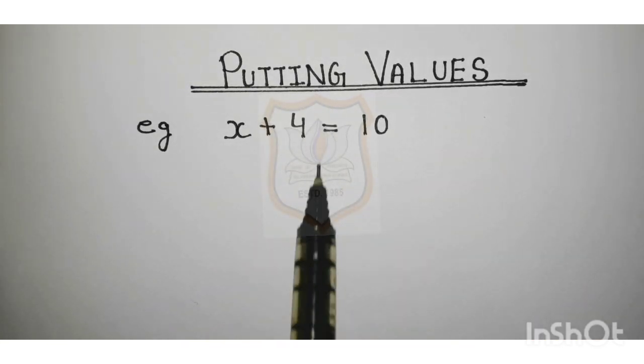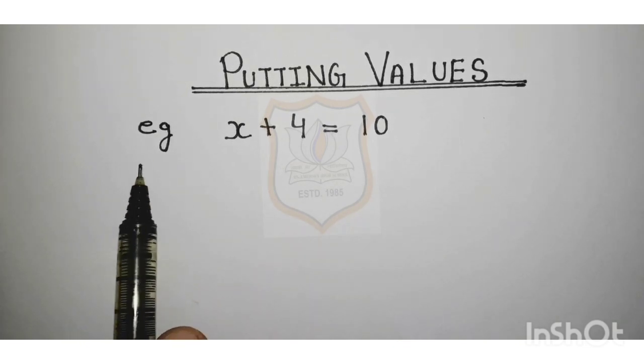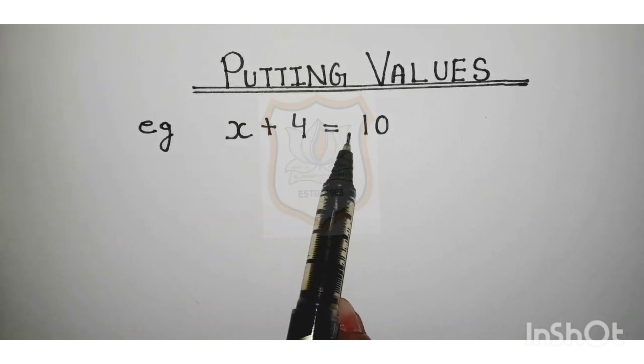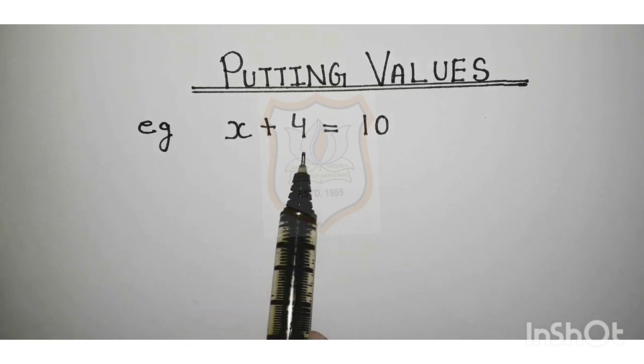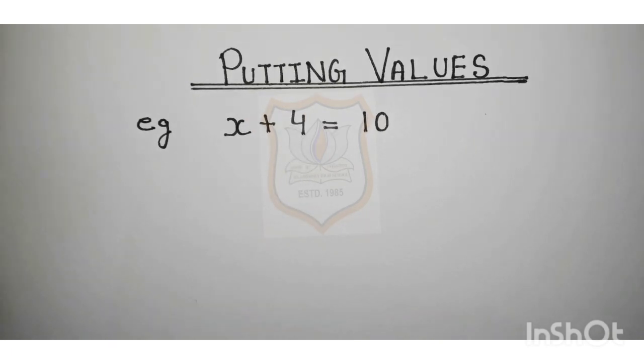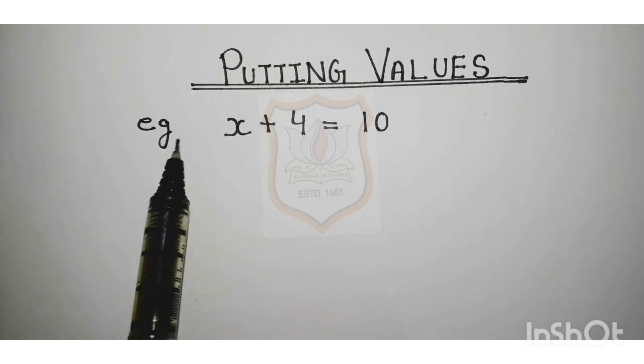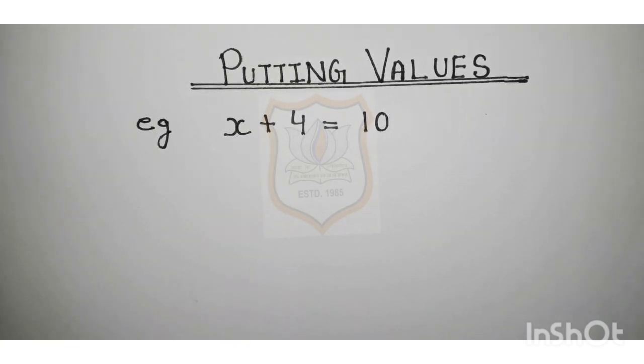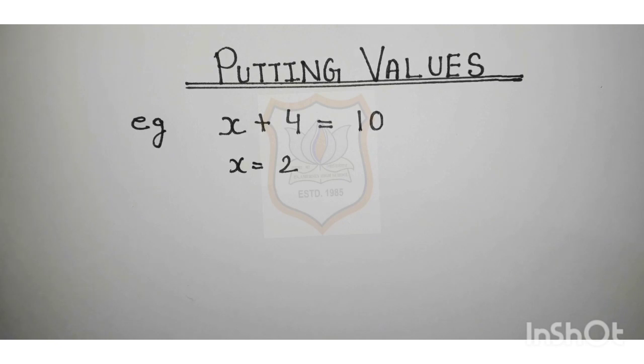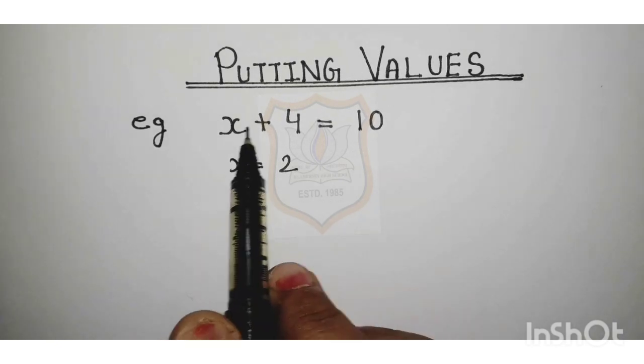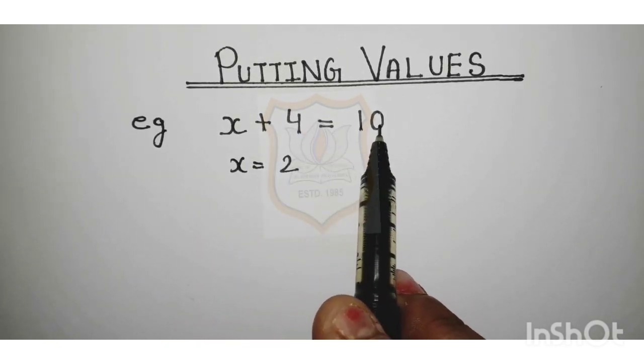I will explain this topic by giving an example. Example is x plus 4 is equal to 10. This is an equation, as I told you earlier. See students, we have discussed earlier that in an equation variables are there. Variables means any alphabet. It can be X, Y or Z or any other alphabet. In this equation, X is a variable. Now, the equation is given like X plus 4 is equal to 10.